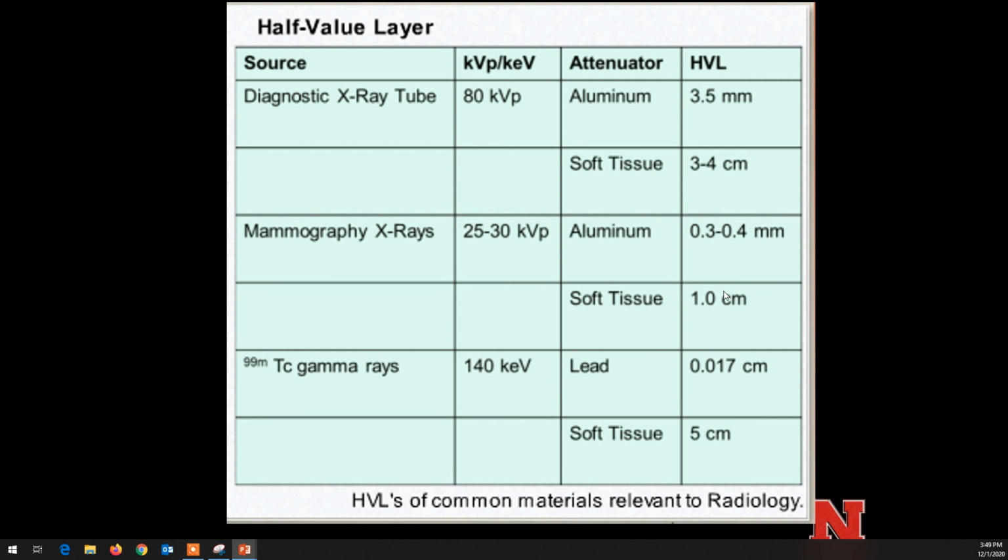If you talk about technetium and gamma rays produced, they're at 140 keV. And remember, the higher up you go, the more difficult it is to attenuate that beam. So really, you'd need thicker lead to attenuate that beam, and those higher energy photons are going to go through more soft tissue before you're down to half. So a higher half value layer.